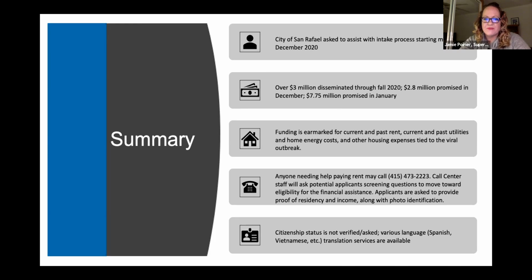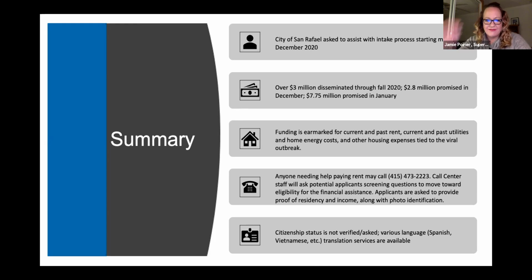Through fall 2020, over $3 million was distributed countywide. In December, $2.8 million was additionally promised from the Marin Community Foundation, with an estimated $7.75 million promised by early February this month as part of the Consolidated Appropriations Act, which was passed by Congress in late December. Funding for this is mostly distributed for current and past rent, but could also include help covering utilities and any other housing expenses. For individuals looking for this assistance, they would need to call 415-473-2223 to get on the list for a call back.